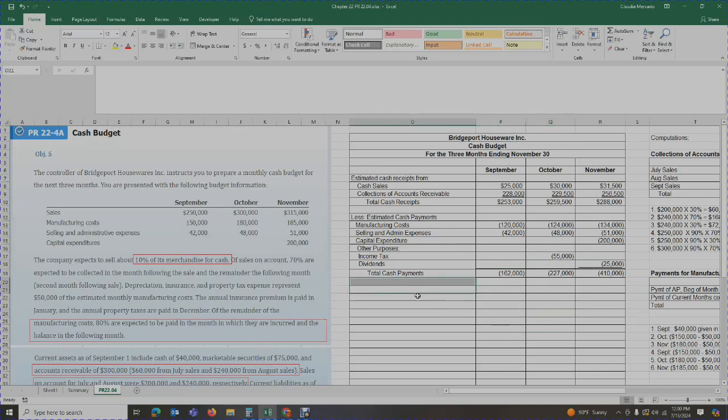Now we have to figure out if our cash is going to increase or decrease based on our estimated cash receipts and our estimated cash payments. Okay. So we have cash increase or decrease. What are we going to have? Okay. So to do that, we're going to get our total cash receipts less our cash payments. So it's going to be the $253,000 minus the $162,000. That gives you $91,000. Okay.